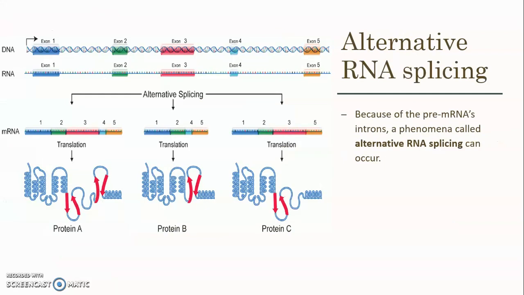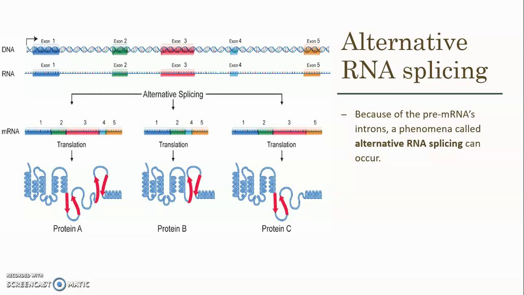Okay, so you might be wondering, well, what's the point of having introns and exons in the first place? Why would we have introns? What's the point of that if they're just going to be cut out anyway? And this slide kind of explains the point. We have this phenomenon called alternative RNA splicing that can occur because of those introns.